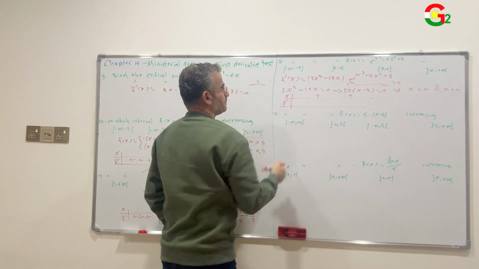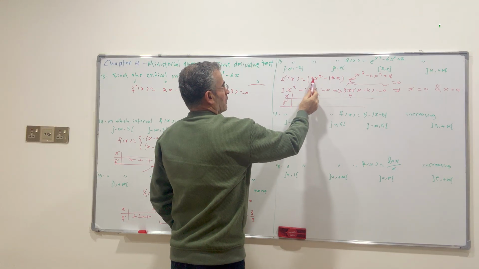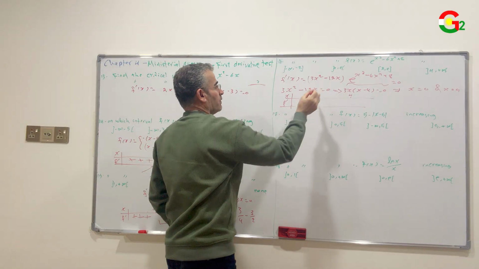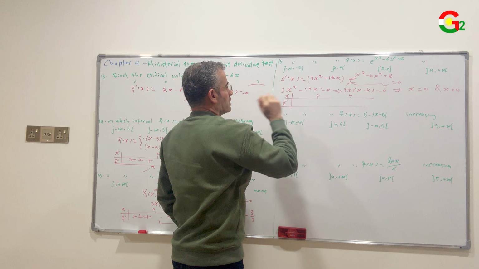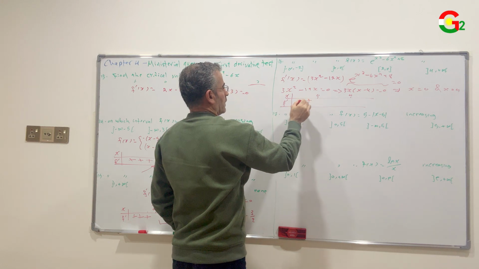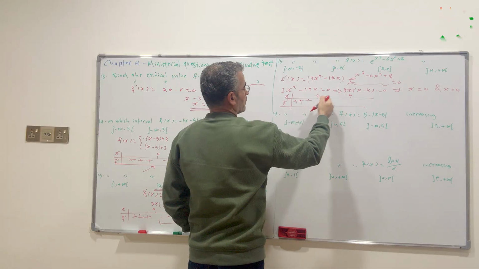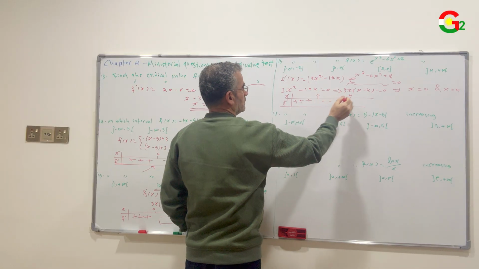Before 0, take negative 1: negative 1 cubed is negative 1, times 3 is negative 3, minus 3 plus 12, it is positive. This value is always positive. Therefore, here we have the interval of increasing between 0 and 4. Take 1, 3 minus 12, negative value.